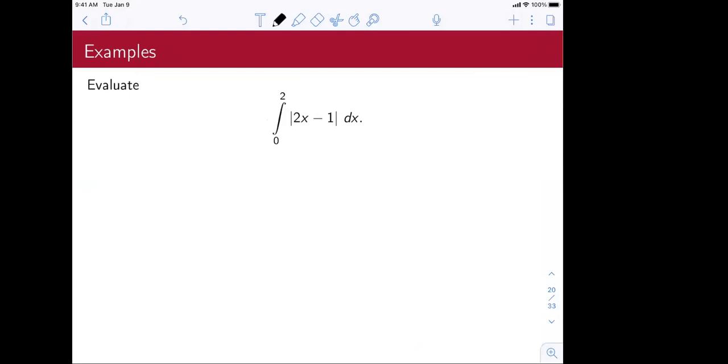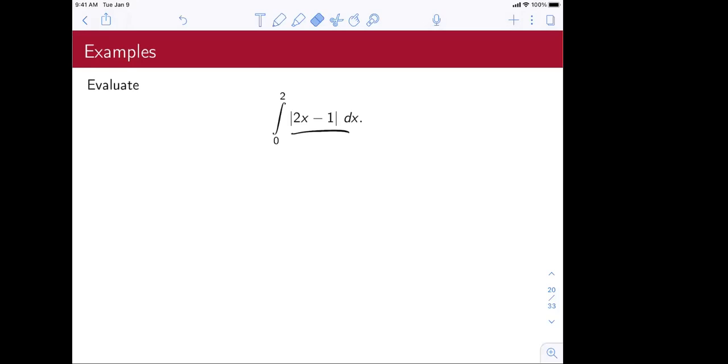Do you know any functions where you take the derivative and you get the absolute value of 2x minus 1? The answer is no. It's a weird thing. Anytime an absolute value is happening in an integral, you need to look closer at what's really happening.